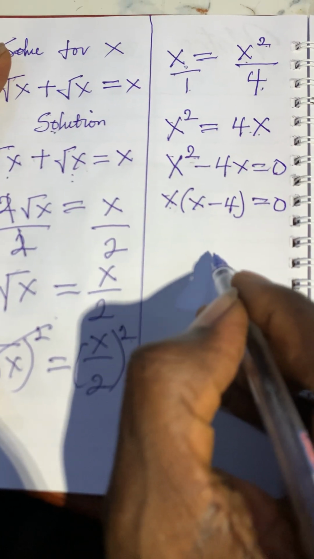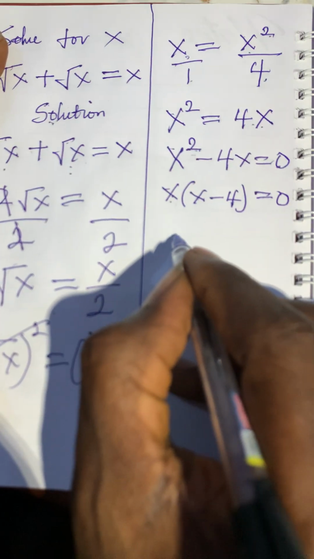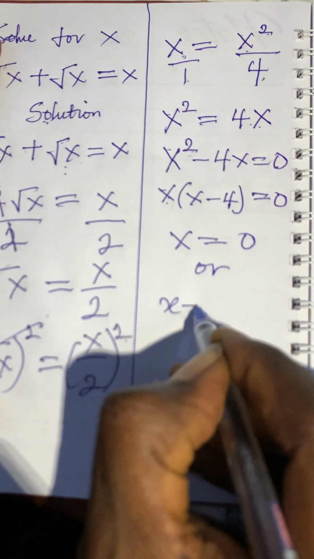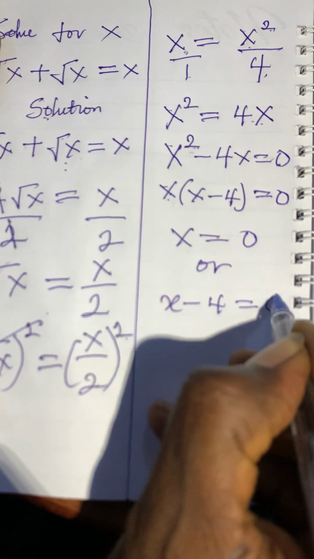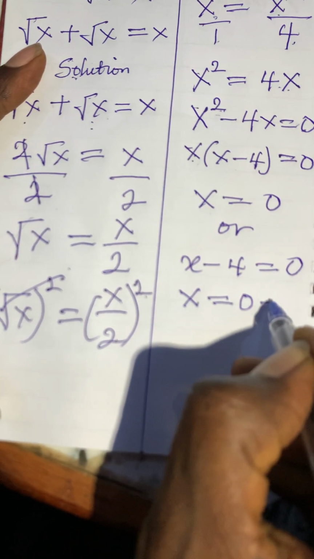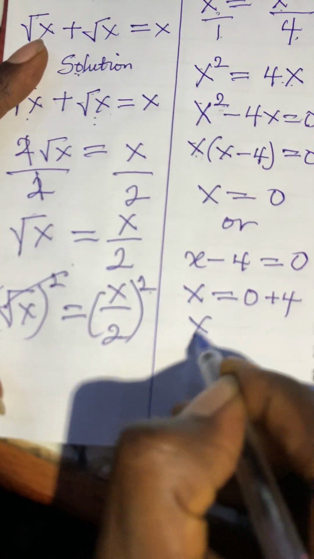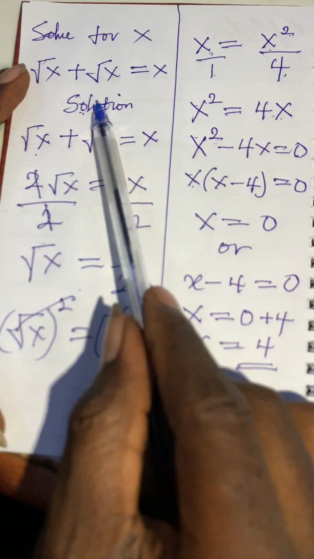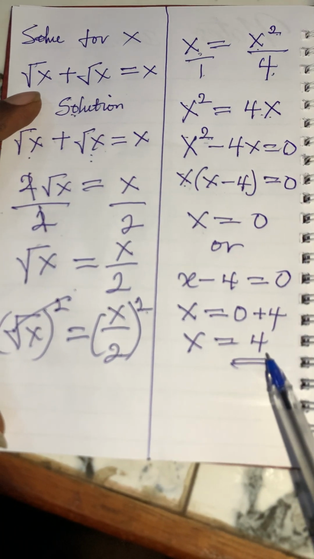So finally, in this process, x is equal to 0, or x minus 4 is equal to 0. x is now equal to 0 plus 4, and x is equal to 4. So in this context, the actual value of x is equal to 4.